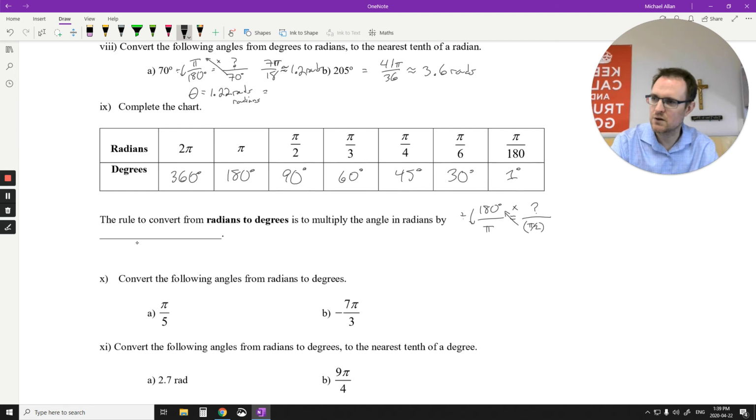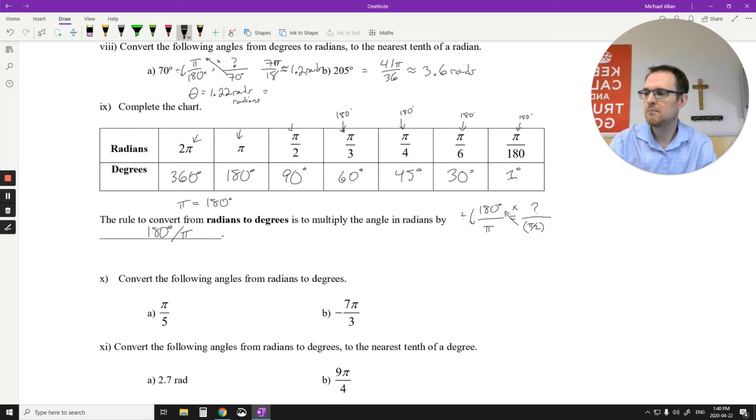Now, another thing to know is that there are a few different, easier ways to do this as well. We know that pi rads is 180 degrees, so I can just replace all of these pi's with 180 degrees. I'm allowed to do that, right? So I could do that, or I could just multiply by 180 over pi, and that would work as well. Okay?